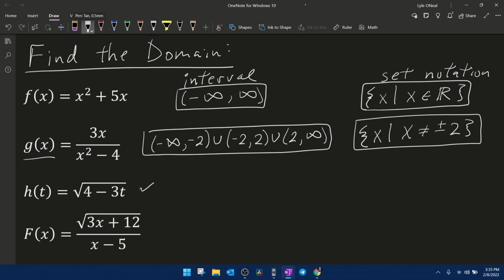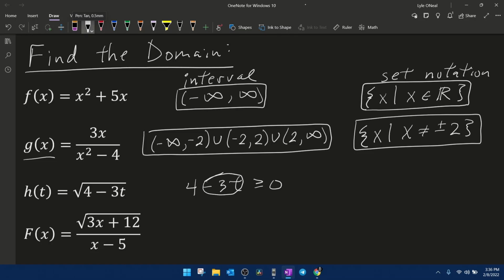Next function, here we have a radical function, specifically a square root function. And a square root function has the restriction that the radicand, which is the stuff under the radical, must be greater than or equal to 0. Do you understand? That is the restriction for every square root function. The radicand must be greater than or equal to 0. So we're going to solve this inequality for t, and that will give us the values that t must be.